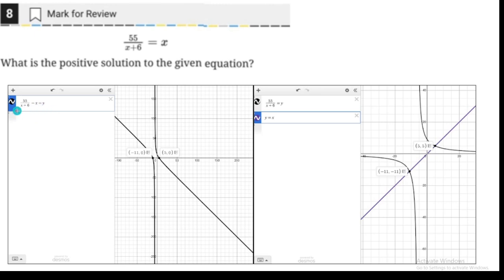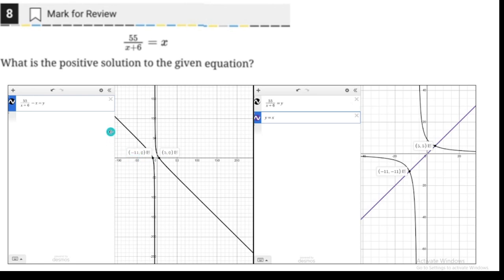When I put this equation like this, I have a fractional function. The solution of this fractional function is the intersection point between the x-axis and the graph. So the solution here is -11 and 5. To get the solution, we only look at the x coordinate, 5 and -11.